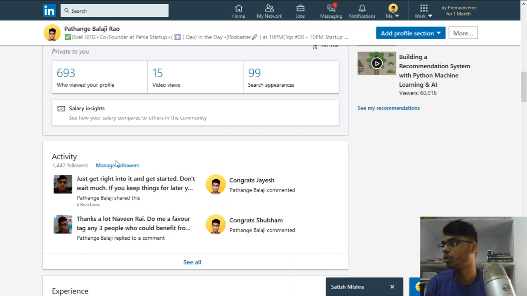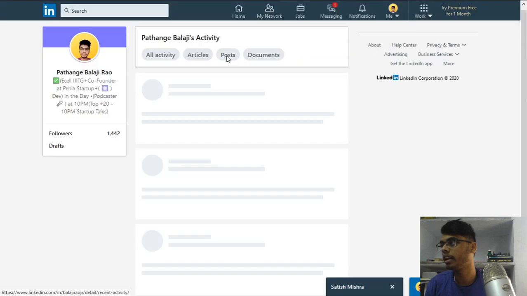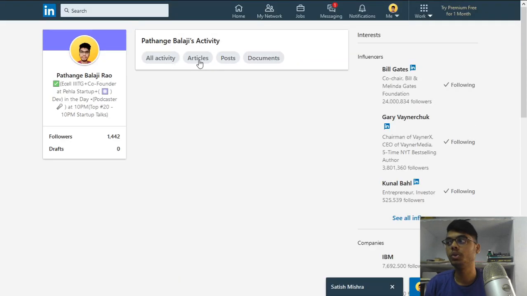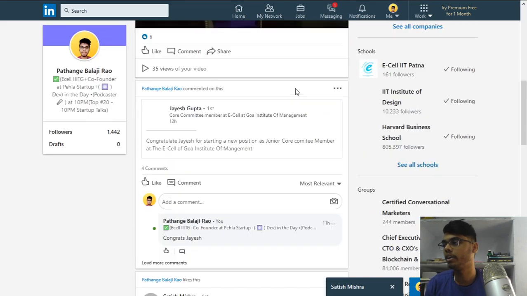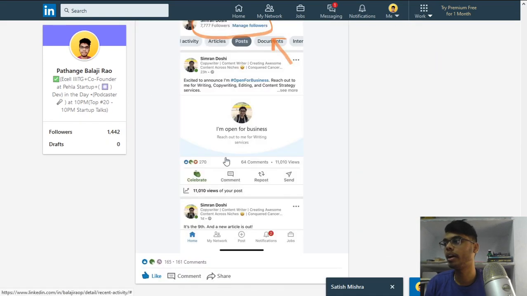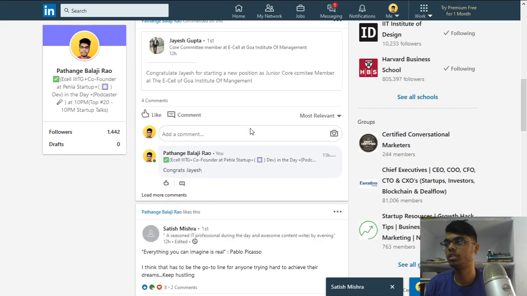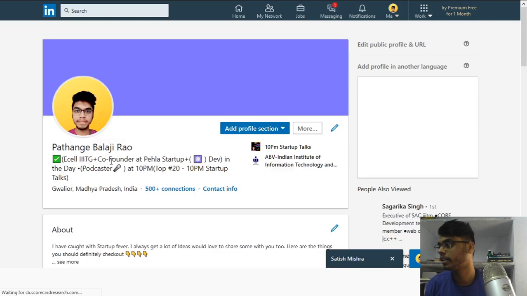The activity section is based on what you are doing, and it keeps a record of everything. You can see your posts, comments, and a lot more. Whatever you have done till now, you can see all the activity. You can see the articles you have posted, the posts, the documents, and your interests. It shows completely the activity that you have done, shared, posted, commented on or liked, in an exhaustive way.